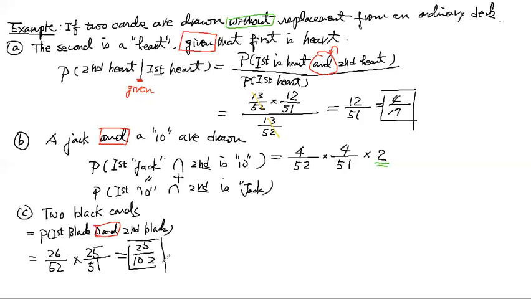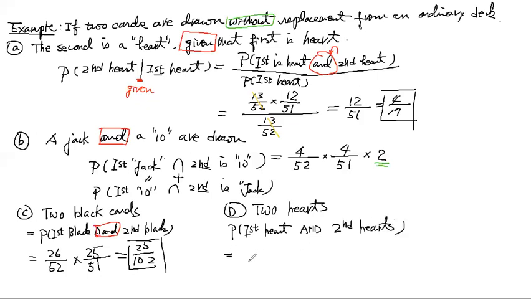Let's take a look at another example here, the last part. So let's say I have two hearts. I want to find the probability of two hearts. Okay, so that means the probability the first one is a heart, and the second one is a heart, right?